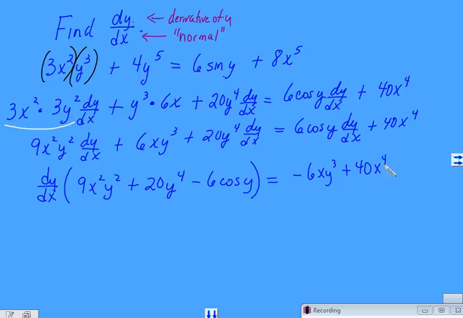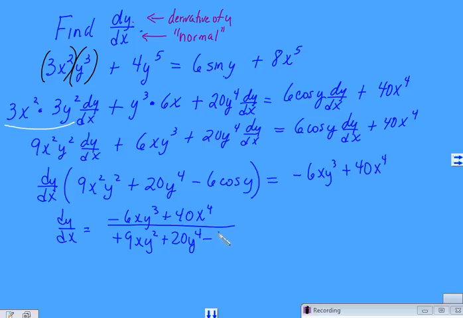Last but not least, I can now isolate dy over dx and divide this monster mess here to the bottom of this thing. Don't know why we thought that should be negative. And I would have this lovely expression.